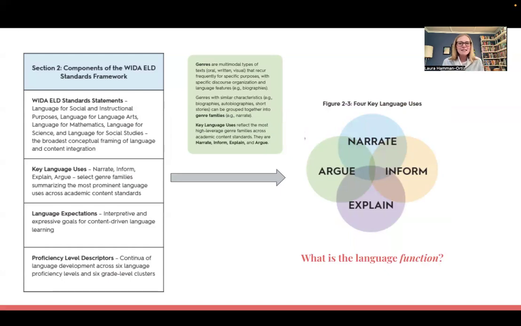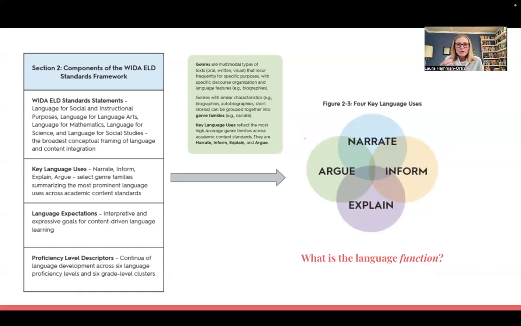Then we move down to the key language uses. WIDA has pulled out 4 main language uses or language functions that are the most common ways that students are engaging with language at school. So students are asked to argue, to narrate, to inform, and to explain. And they're also asked to read texts that do these things and write texts that do these things.